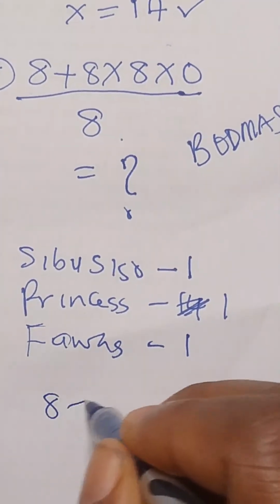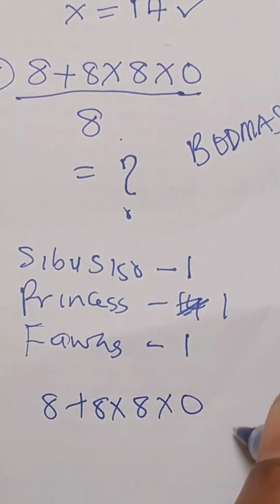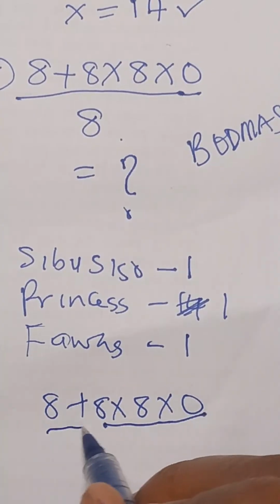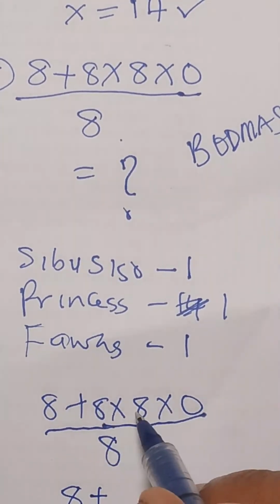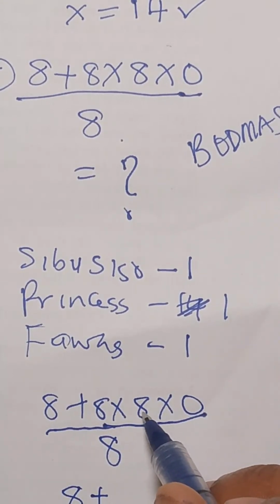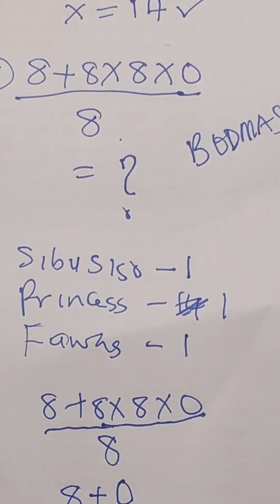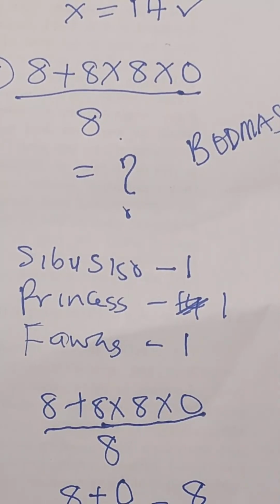Okay, we have 8 plus 8 times 8 times 0. So when applying BODMAS, we multiply first. Multiply the whole of this place first. And this is all over 8. So we have 8 times 8 is 64. 64 times 0 is 0. All over 8. So 8 plus 0 is 8. That is 8 all over 8, and our answer is 1.